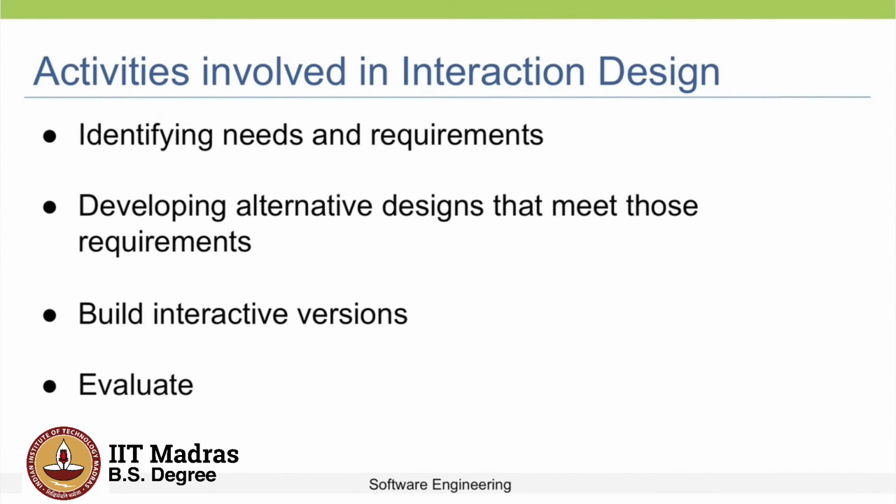To summarize, the activities involved in interaction design are: identify the needs and requirements, develop alternative designs that meet those requirements, build interactive versions, and evaluate which of these designs are actually usable for the user. Now this looks very similar to the agile process that we talked about earlier. There are a lot of similarities. The reason is that both of these keep the user at the center or at the focus of creating the product.